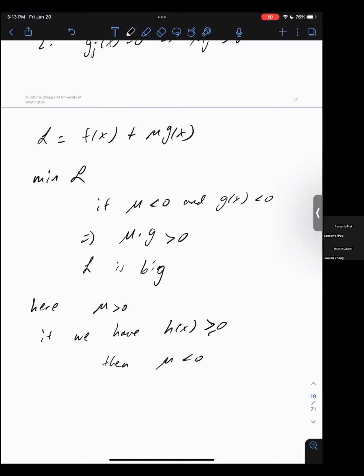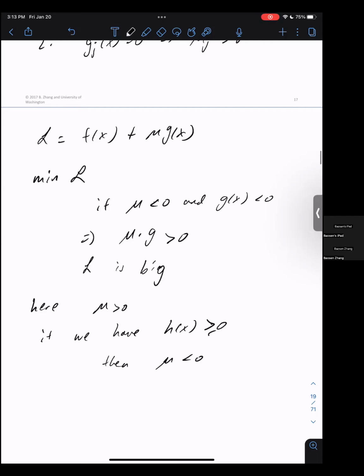And the reason that lambda for equality constraints doesn't have a sign convention is that equality constraints are sort of both bigger and smaller, so they have both bigger or equal to 0 and less than or equal to 0. So there's no sign convention for that. But here we will have a sign convention.